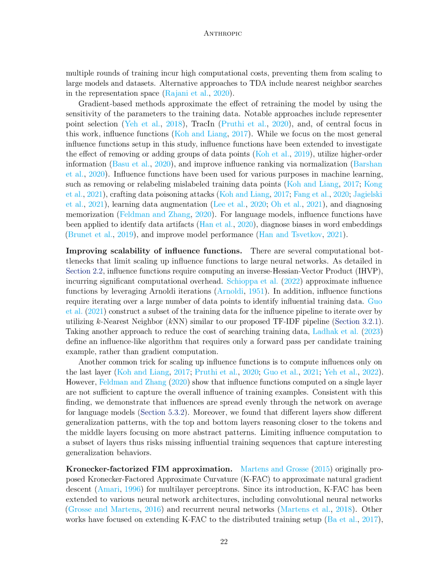Influence functions face scalability challenges due to computational bottlenecks, such as the need to compute an Inverse-Hessian-Vector product, IHVP, and iterate over a large number of data points. Approaches to improve scalability include leveraging Arnoldi iterations for approximate influence functions, utilizing k-nearest neighbor, KNN, to construct a subset of training data, and computing influences only on the last layer. However, limiting influence computation to a subset of layers risks missing influential training sequences that capture interesting generalization behaviors.